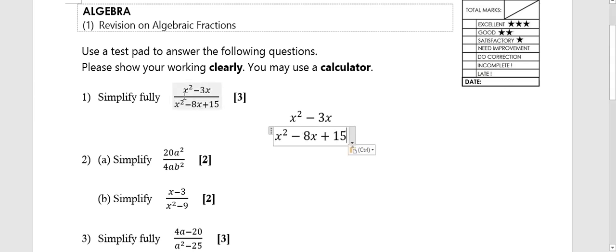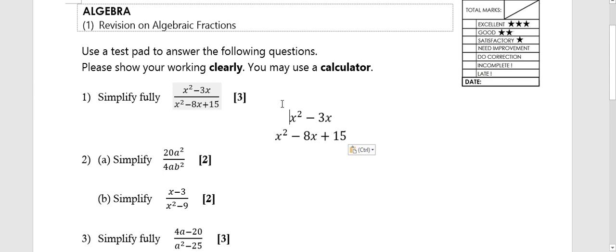Now, at first glance, you cannot really simplify this by cancelling, let's say, x squared with x squared. You cannot do that because there's a minus and a plus in between operations. The first thing I'm going to do is look one by one at what's on the numerator and what's on the denominator.